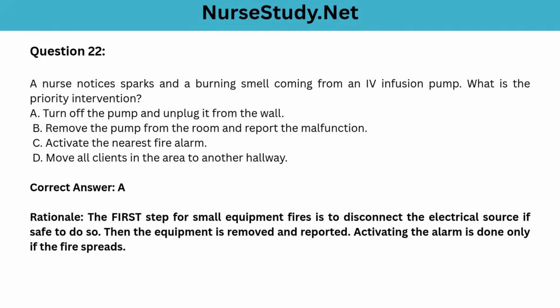Correct answer, A. Rationale. The first step for small equipment fires is to disconnect the electrical source if safe to do so. Then the equipment is removed and reported. Activating the alarm is done only if the fire spreads.